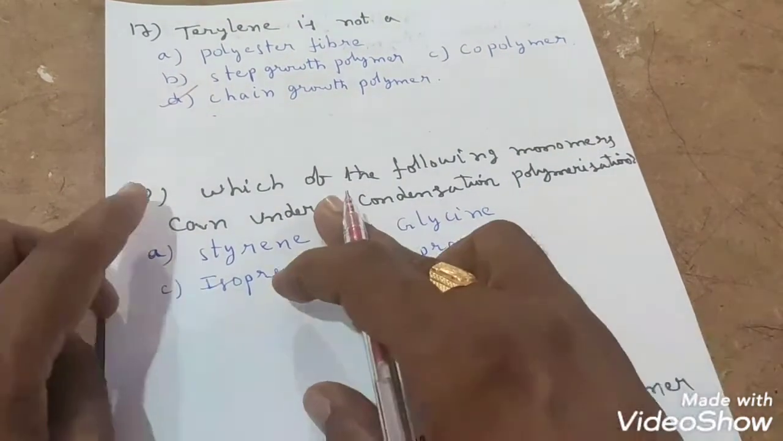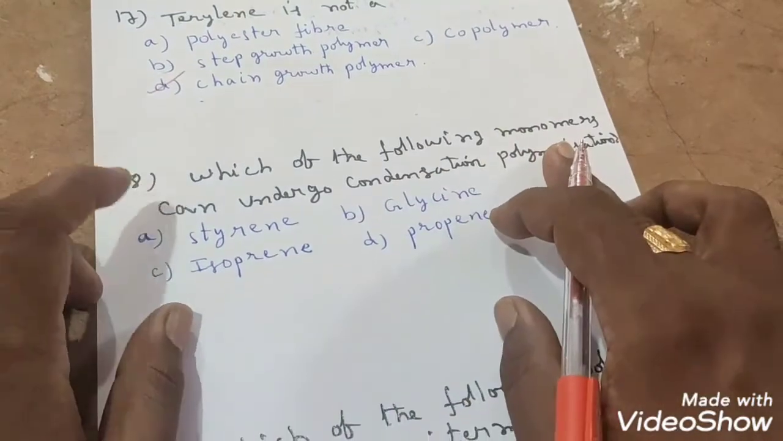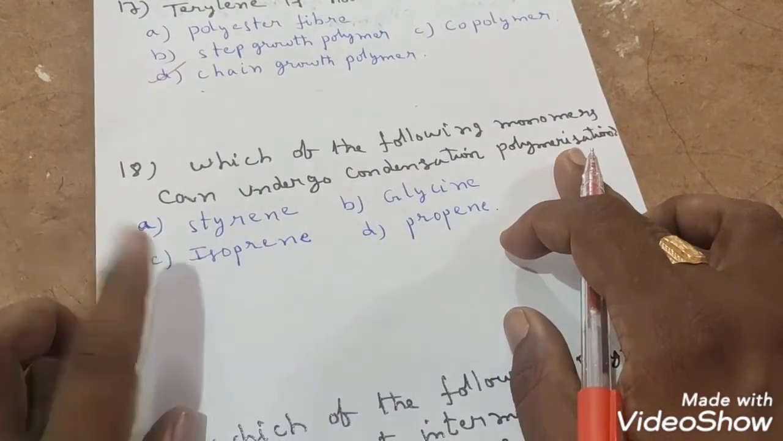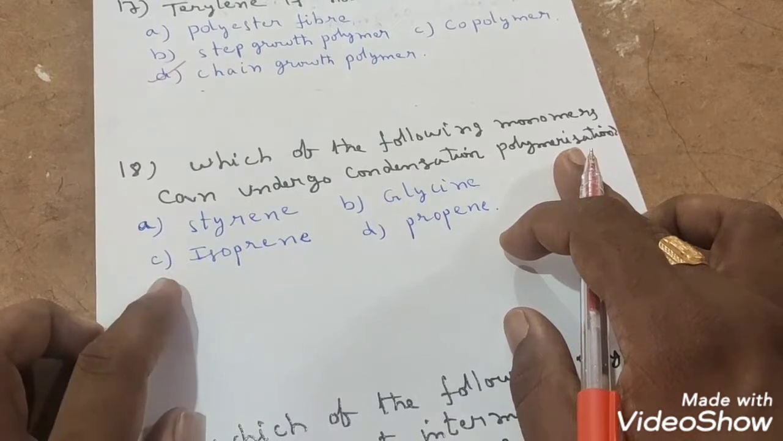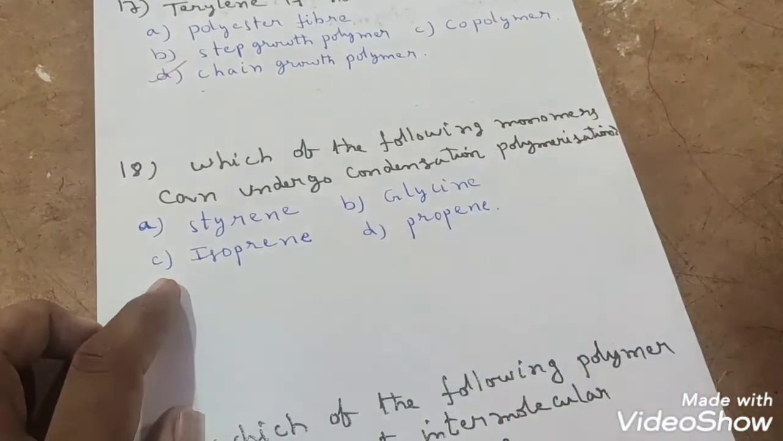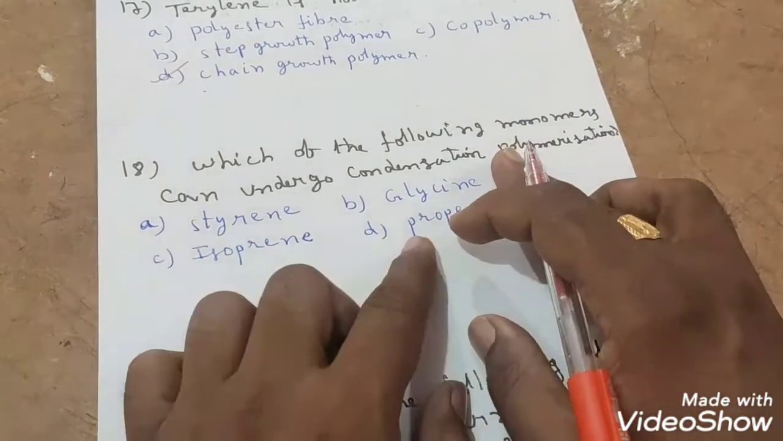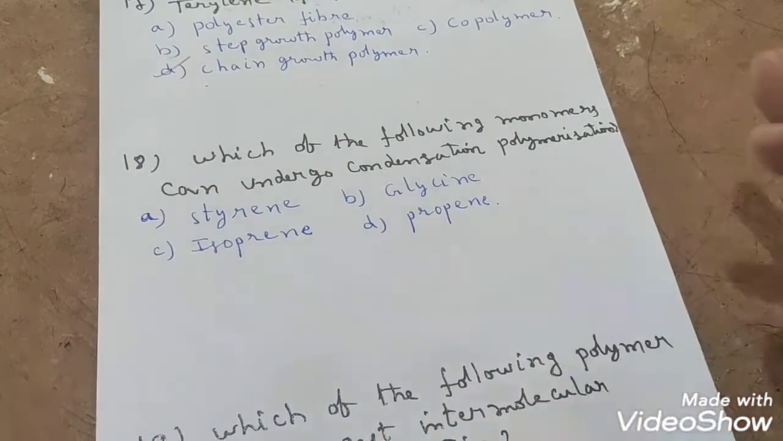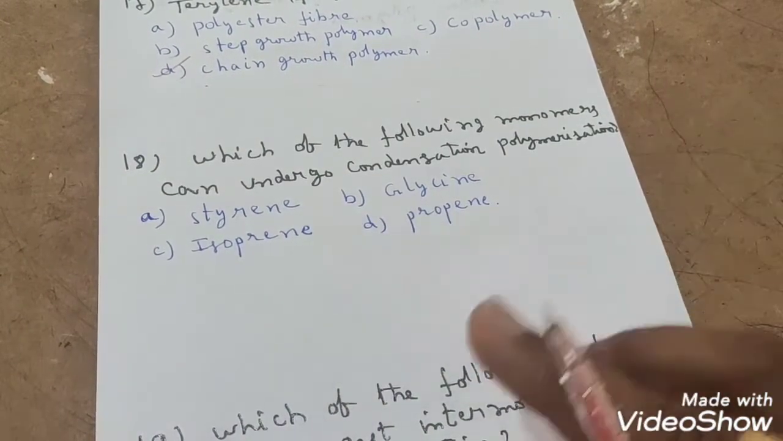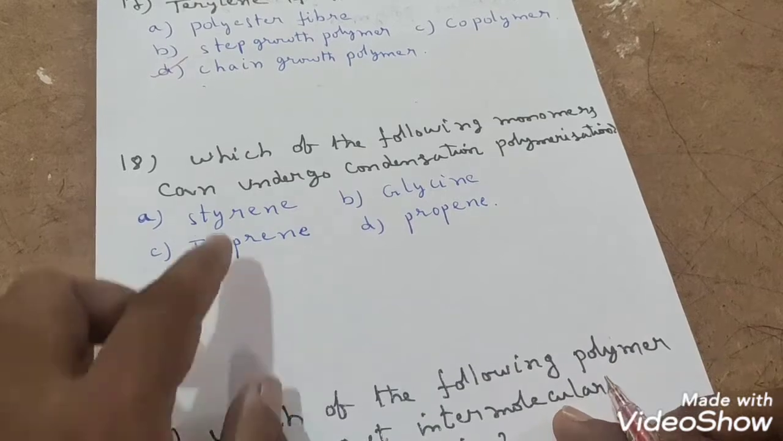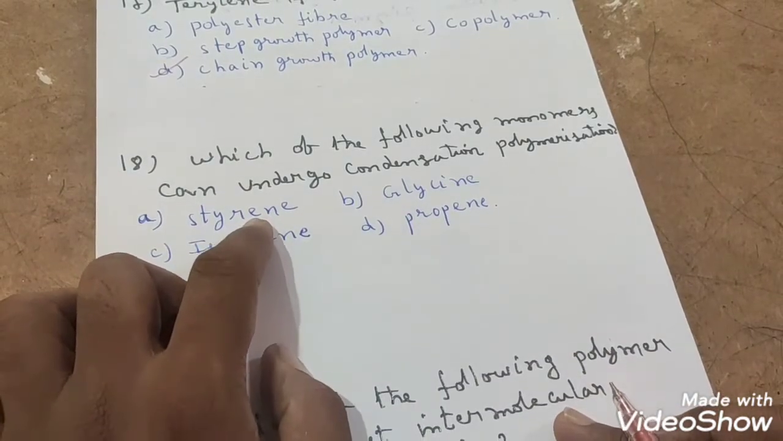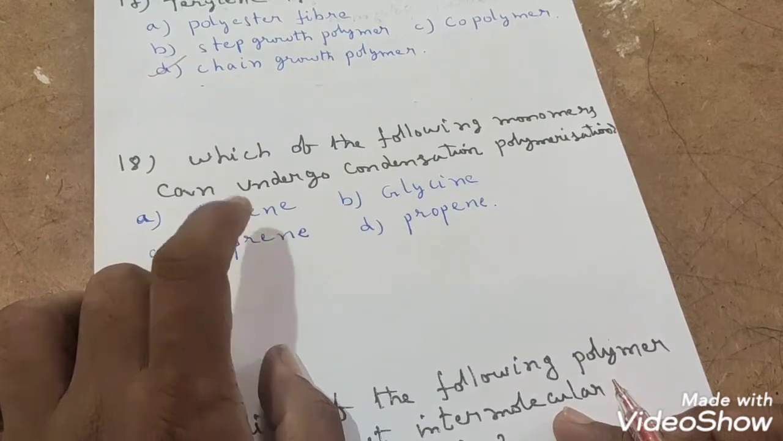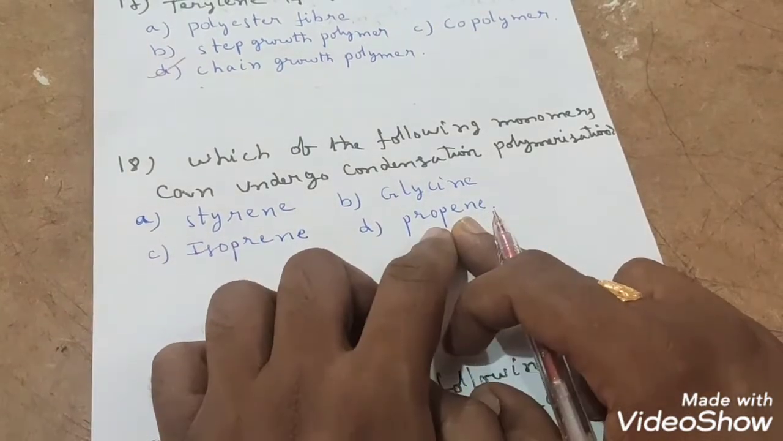And next question: which of the following monomers can undergo condensation polymerization? Condensation polymerization example they are asking. Which monomer will undergo condensation polymerization means which monomer possesses bifunctional groups, right? So styrene is having only a double bond, correct or not? Isoprene is also having only a double bond. Propene is also having a double bond.